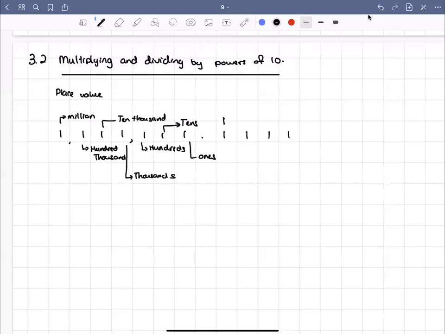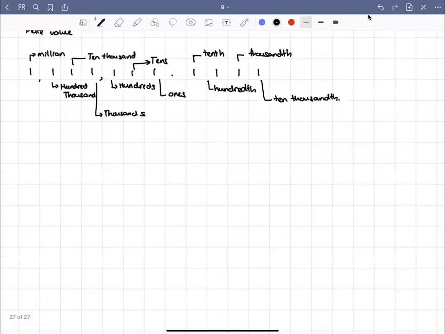This one has a value of tenth. This one has a value of hundredth. You can see the "th" at the back. It actually gives you a decimal place. This is a thousandth. This is a ten-thousandth. So these are the names of it, but I can show you how it actually looks.